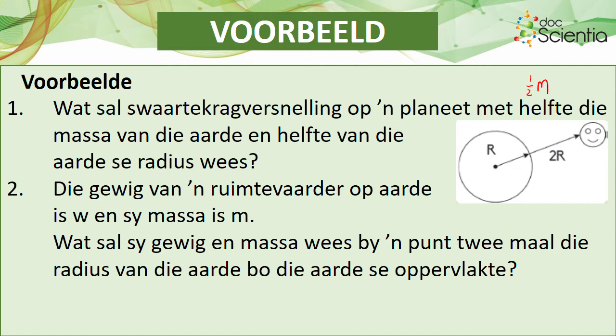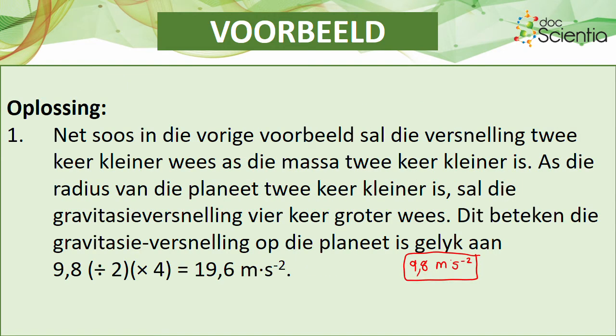Now remember, it is inversely proportional to the distance squared. Nee? So dit gaan wees op, nou skryf ek alweer bo oor goeters, 1 op 4r. Do you agree? Okay? So let's see the influence. So it's divided by 2 times 4 is equal to 19,6.